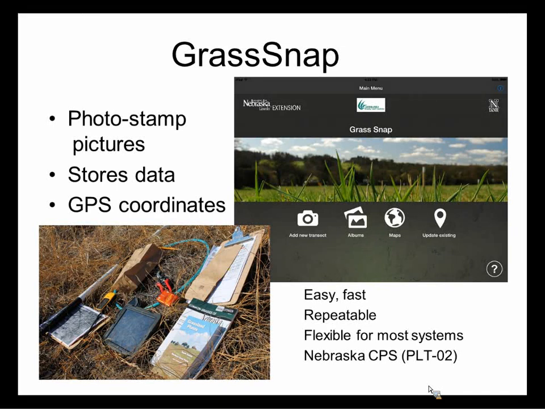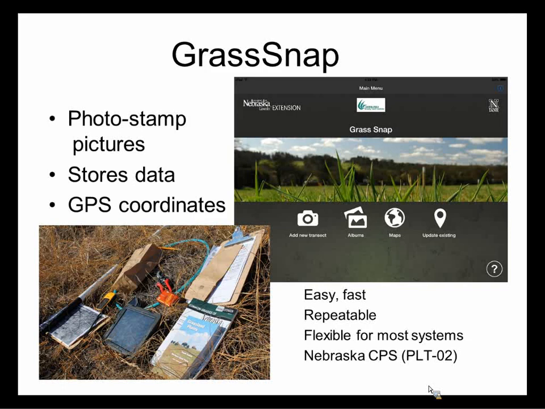The GPS coordinates, if you have cell service, GrassSnap will automatically take those GPS coordinates down and put them on your picture. If you live where I live in the middle of the sandhills and you don't have cell service, it will ask you for your GPS coordinates. And so you guys can manually put those in, and then it's much easier when you go back the next year to find those pastures.